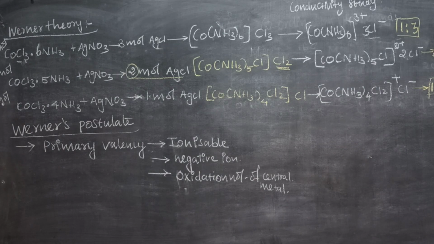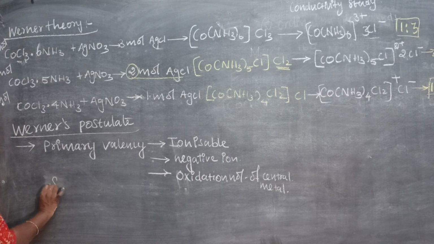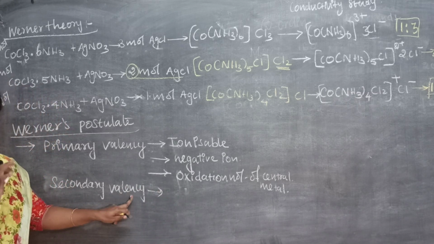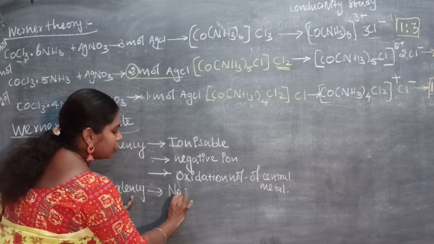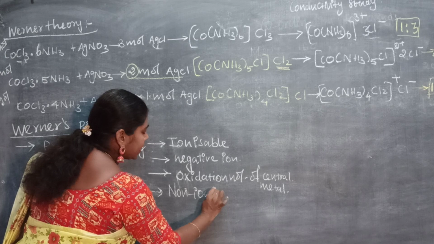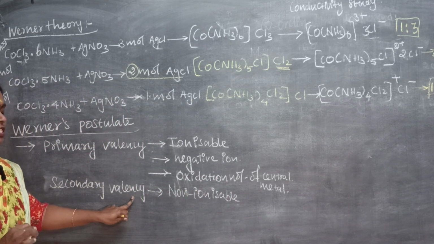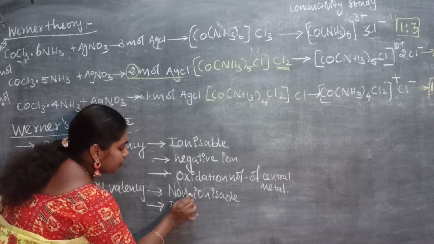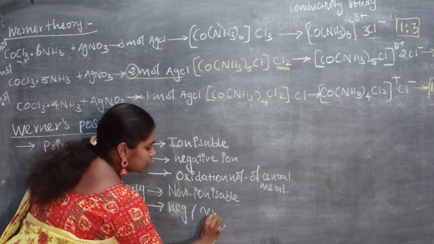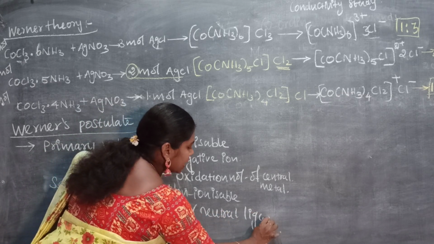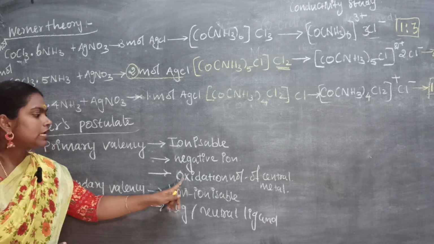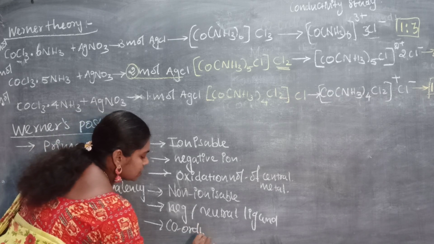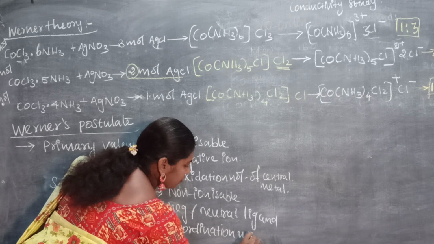Next, the secondary valency. All the secondary valencies are non-ionizable. They are satisfied by negative ions as well as neutral ligands. The secondary valency is equal to the coordination number of the complex.